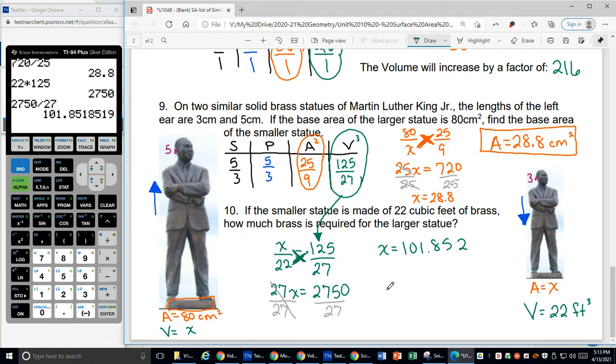Okay, let me make sure I have all my math correct. What are these? These are cubic feet. So the volume of my larger statue is 101.852 cubic feet.